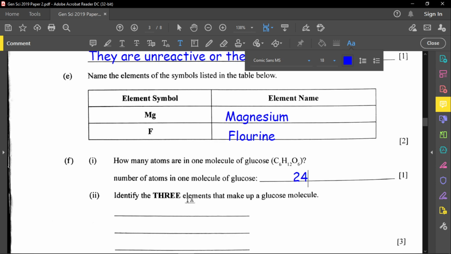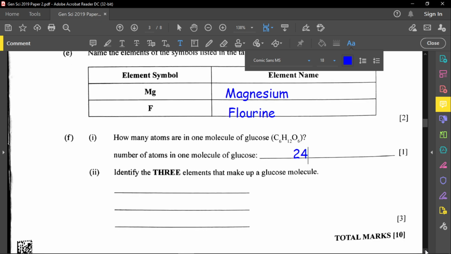All right, it said identify the 3 elements that make up a glucose molecule. So again, there are 3 elements and 24 atoms. It said identify them, so I'm going to just put the symbol and the name. C is for carbon. H is for hydrogen. And O is for oxygen. All right, so great. That's now our second question out of the way.